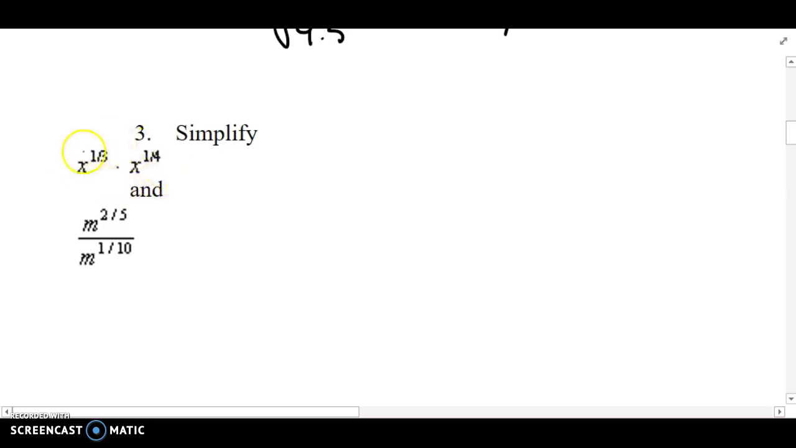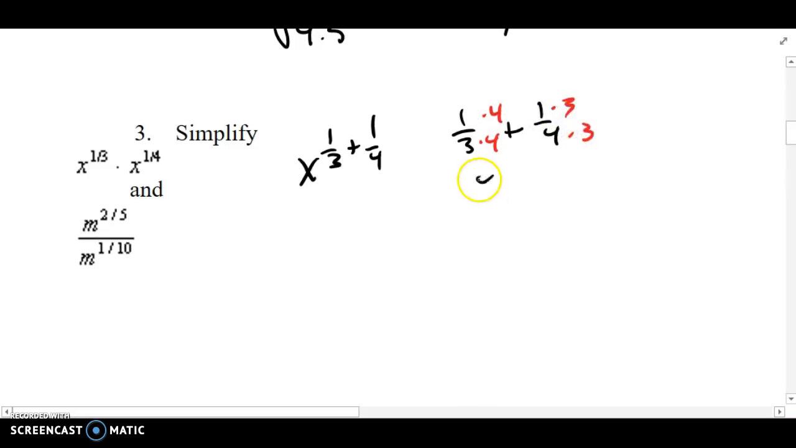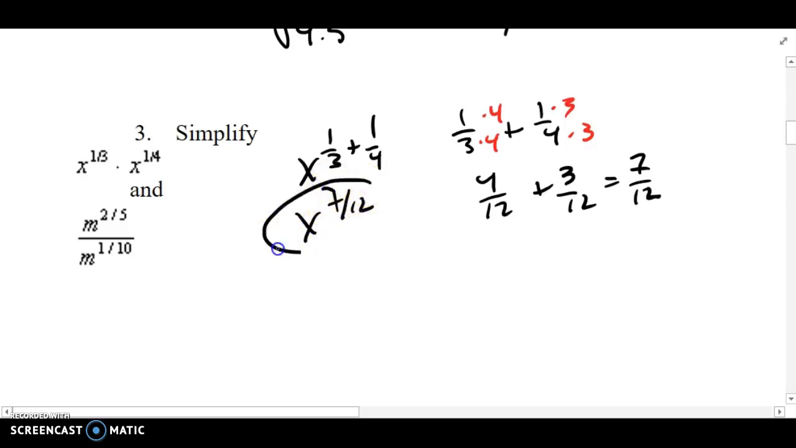Again, we're going to be multiplying these, so it's our first question. We're multiplying, which means we're going to add the powers. Now, when we add things that have different denominators, we need to find like denominators. So that means I need to times this one by 4 and times this one by 3. So I get 4 over 12 plus 3 over 12, which equals 7 over 12. Now, don't stop here. This is x to the 7 over 12. Alright, don't forget your base.